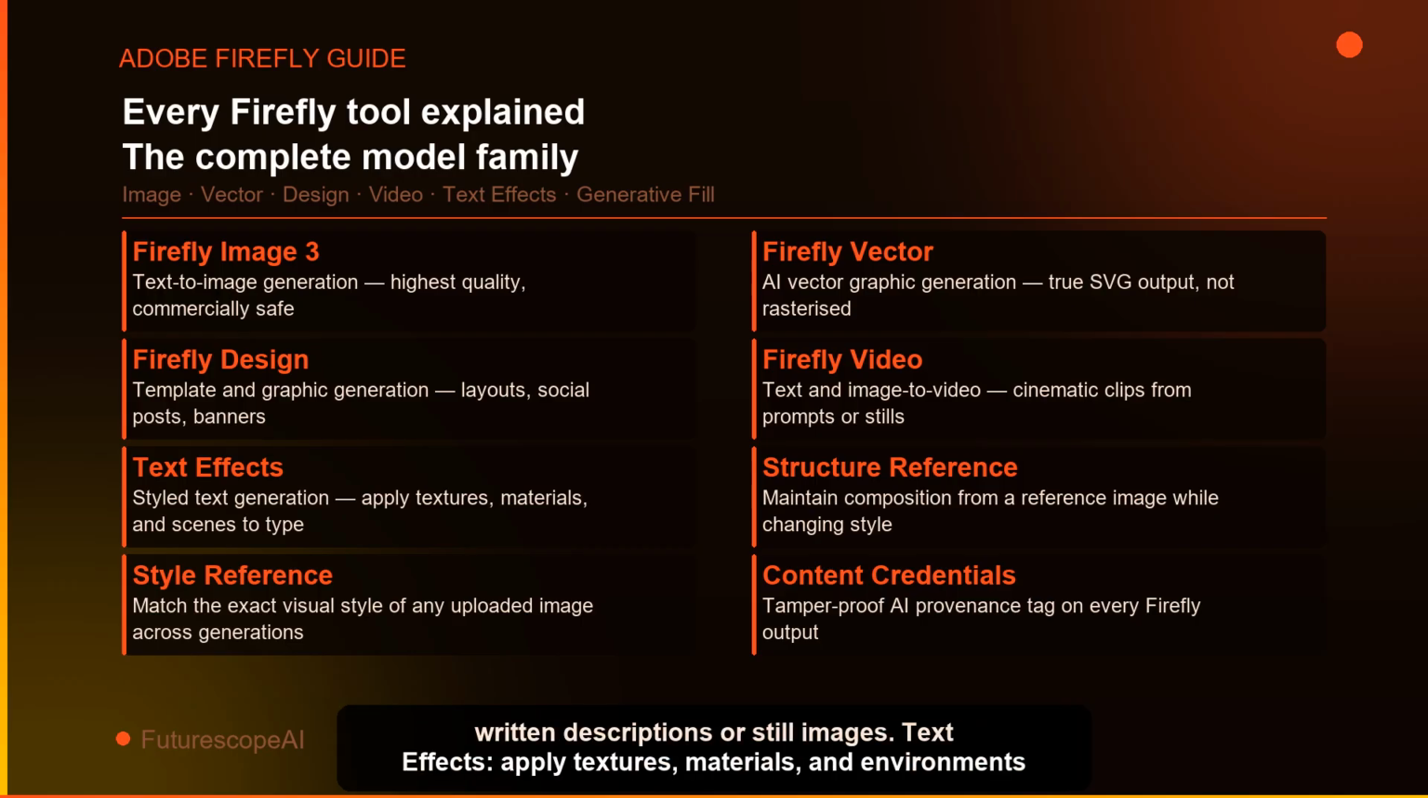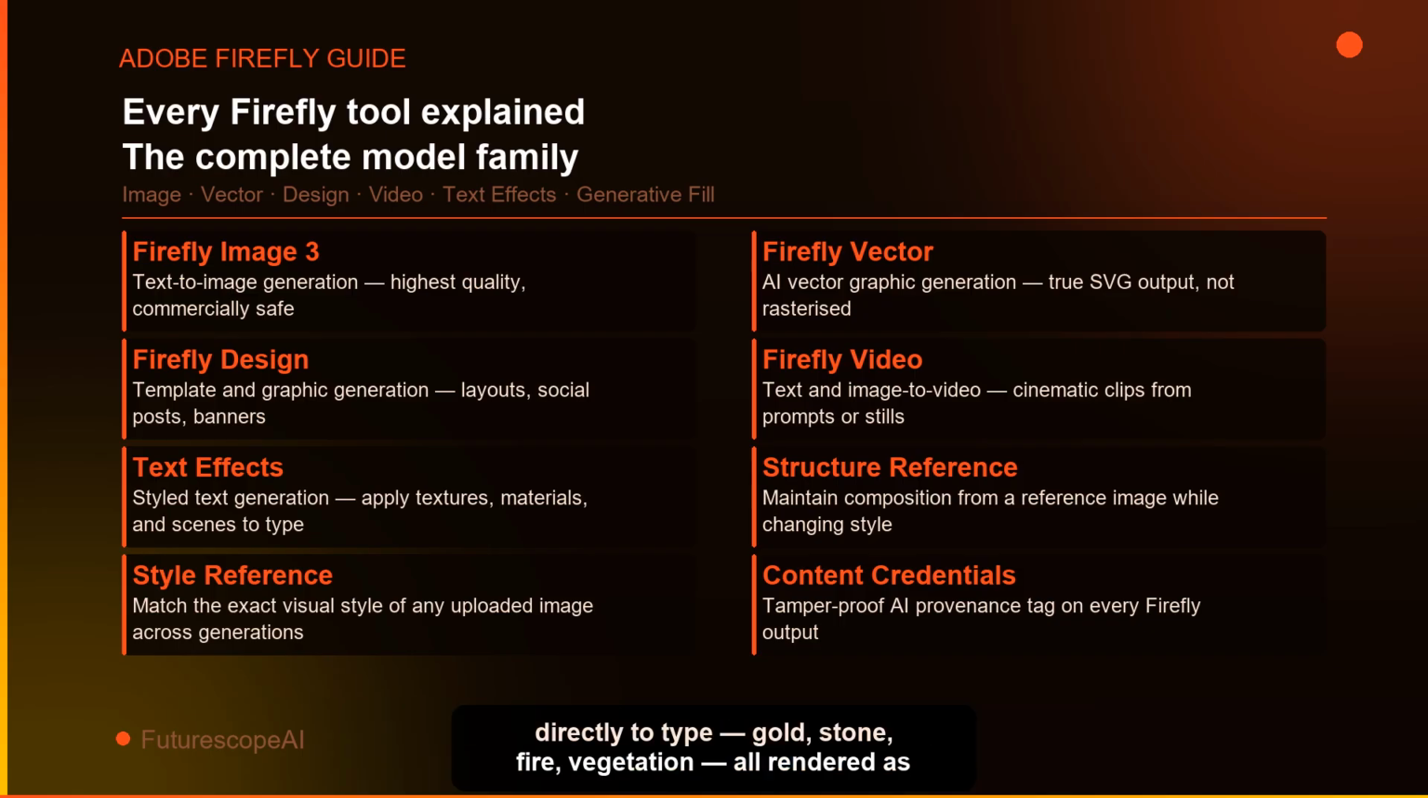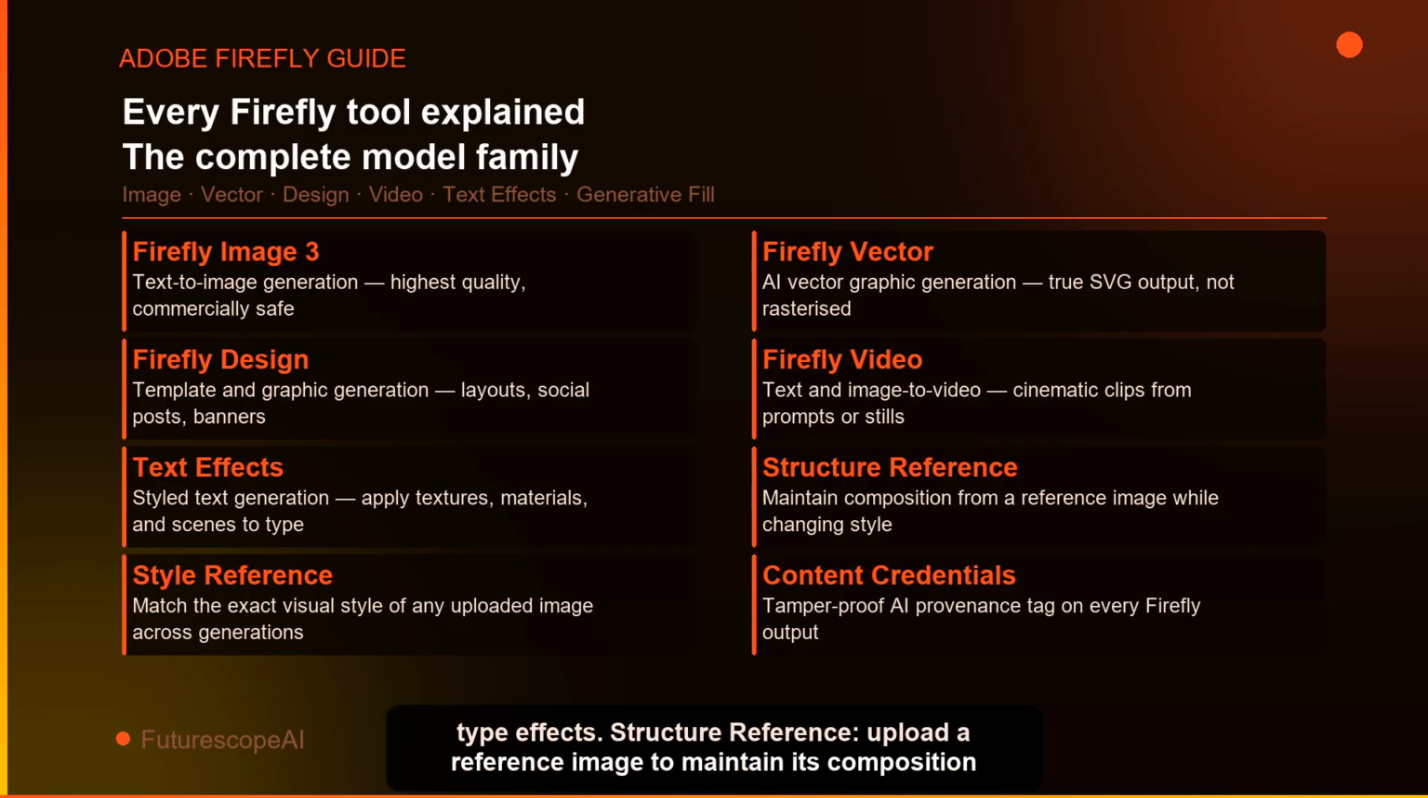Text effects, apply textures, materials, and environments directly to type: gold, stone, fire, vegetation, all rendered as type effects. Structure reference, upload a reference image to maintain its composition while Firefly applies a completely different style or subject. Style reference, upload any image and Firefly replicates its visual style across all your generations. And content credentials, a verifiable provenance tag embedded in every output.